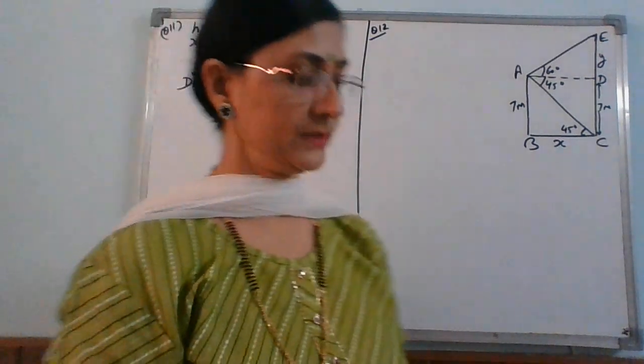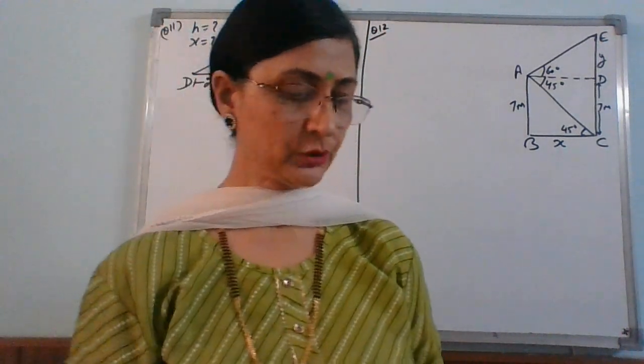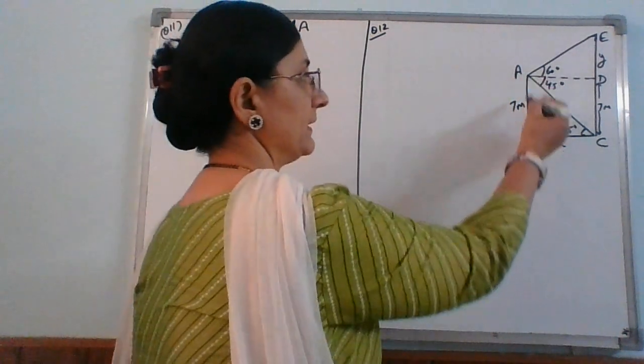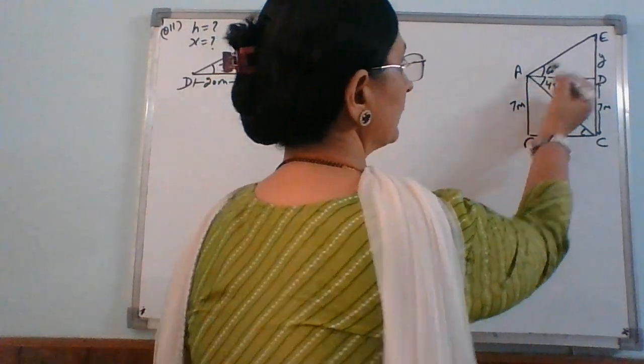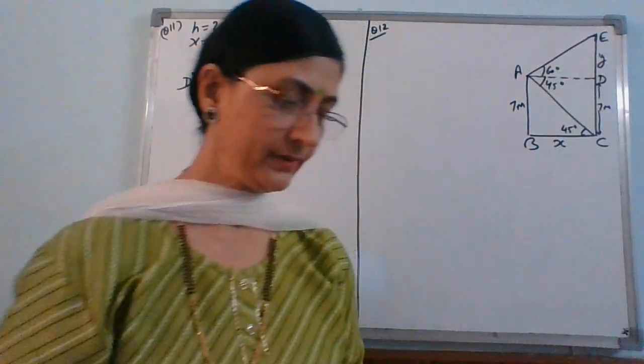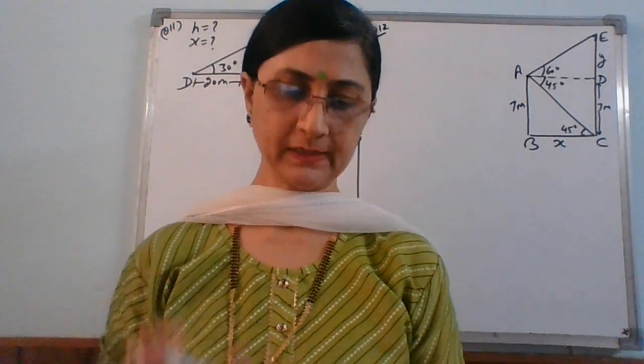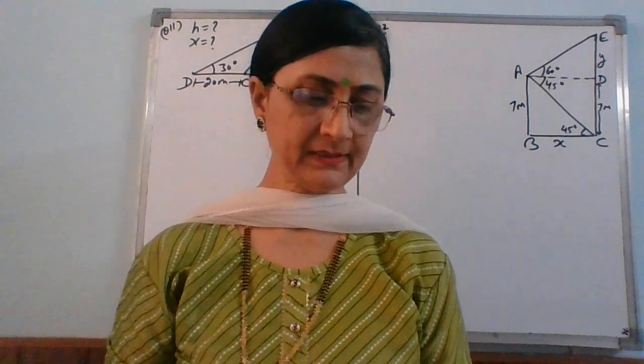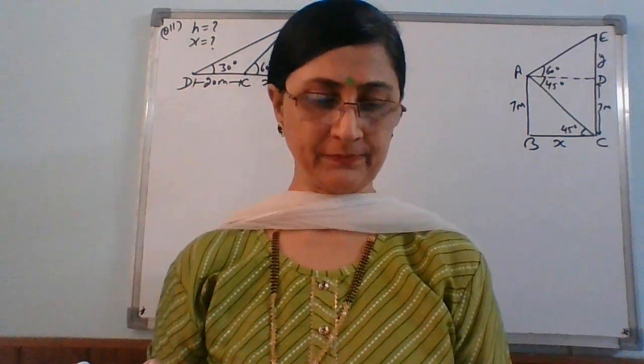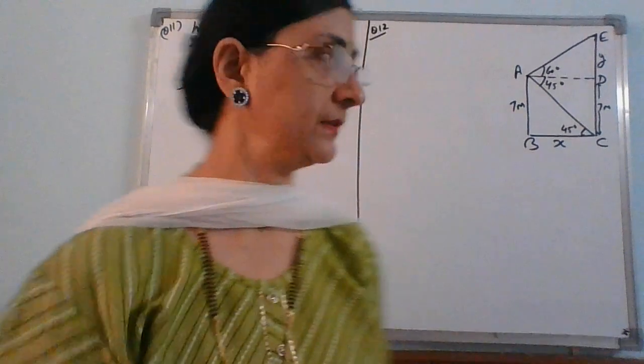Now question number 12. From the top of a 7 meter high building, this is a building. From the top of this building to the top of the tower, first I'll read. From the top of a 7 meter high building, the angle of elevation of the top of a cable tower is 60 degree, right? And the angle of depression is 45. Determine the height of the tower, right?